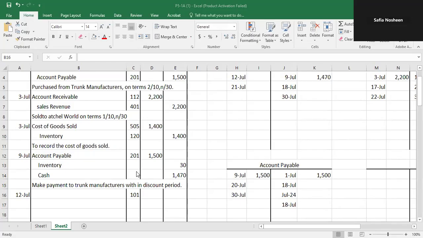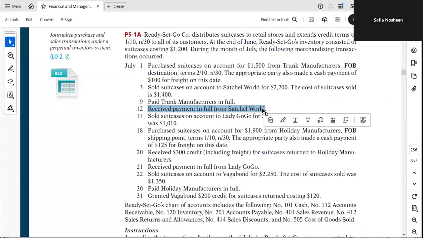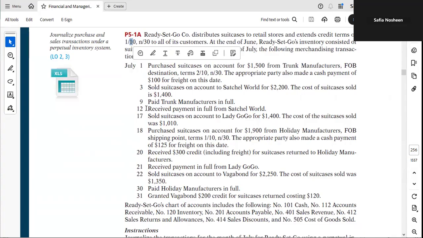The next transaction is received payment in full from Satchel World. So we have sold to Satchel on the 3rd, and we have given them a discount of 1% for 10 days, and they are making payment within the discount period. So we will have to give them the discount, and this is called the sales discount. So we were supposed to get 2200, but instead of 2200, we will get less cash because of the sales discount. So see how we will record this on the journal and post them.